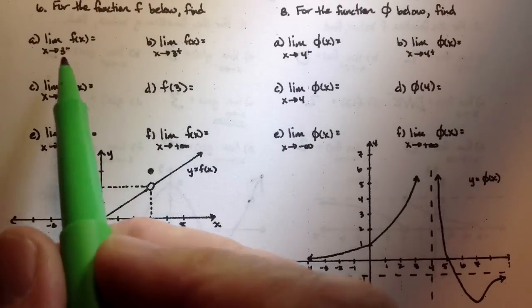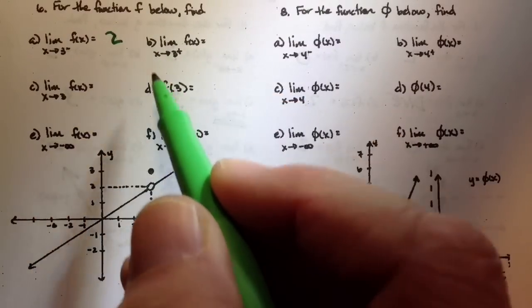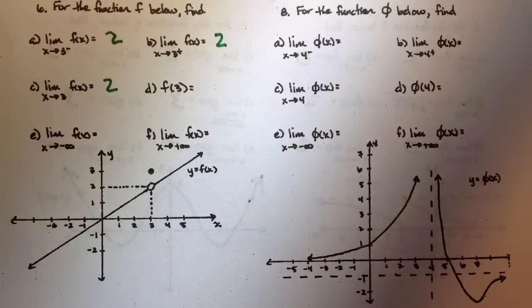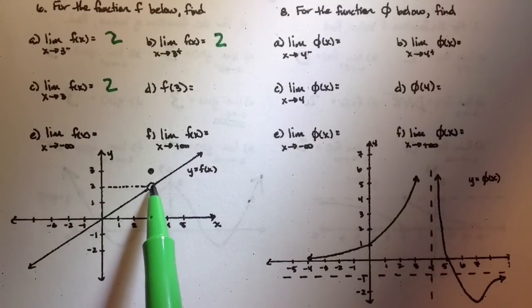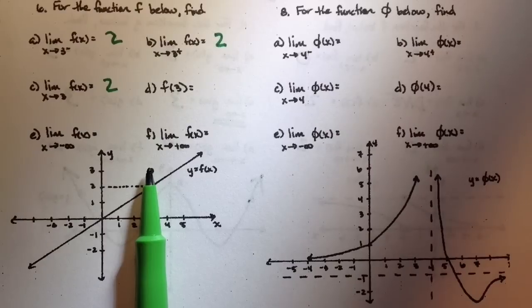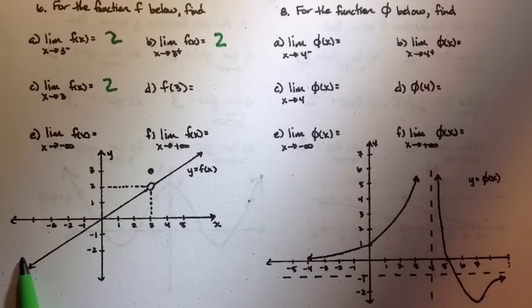Number 6, x approaches 3 from the left, intended value is 2. 3 from the right, intended value is also 2, so the limit as x approaches 3 is 2. Remember, don't let your algebra eyes get in the way of your calculus eyes. We can't tell with our calculus eyes what happens when x actually gets all the way to 3, but what we do see is that from either side of 3, the y values are right along this line.